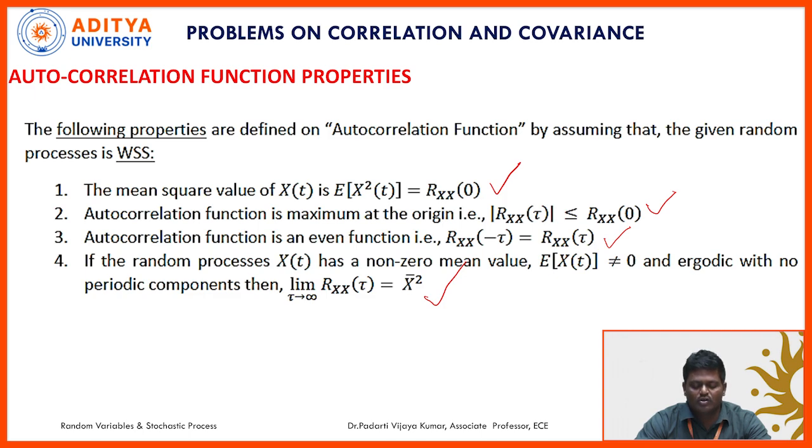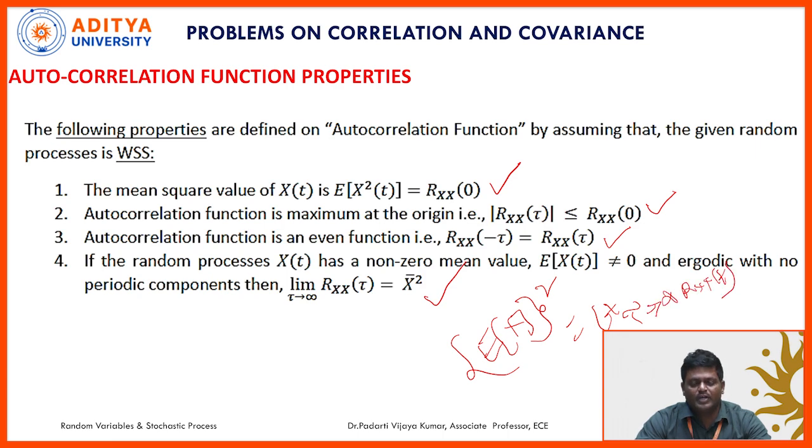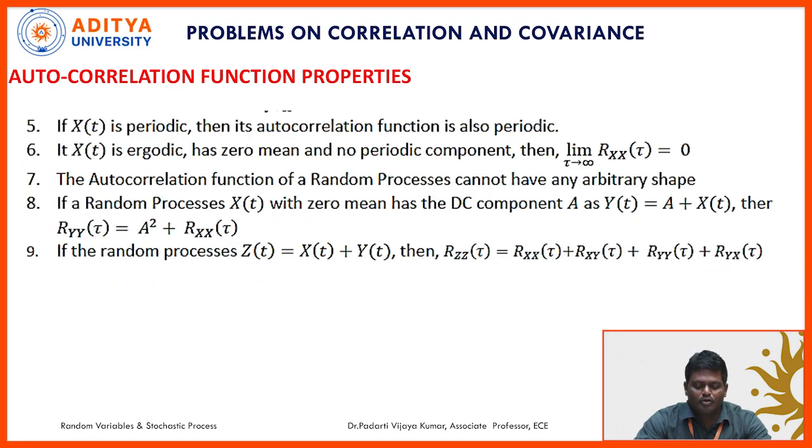If a random process x of t has non-zero mean value and is ergodic with no periodic components, and I want to compute the mean square, the formula is limit tau tends to infinity Rxx of tau is equal to expectation of x whole square. And one more property: if x of t is periodic, obviously the autocorrelation function is also periodic, and if x of t is ergodic with zero mean, then the limit will be equal to 0.